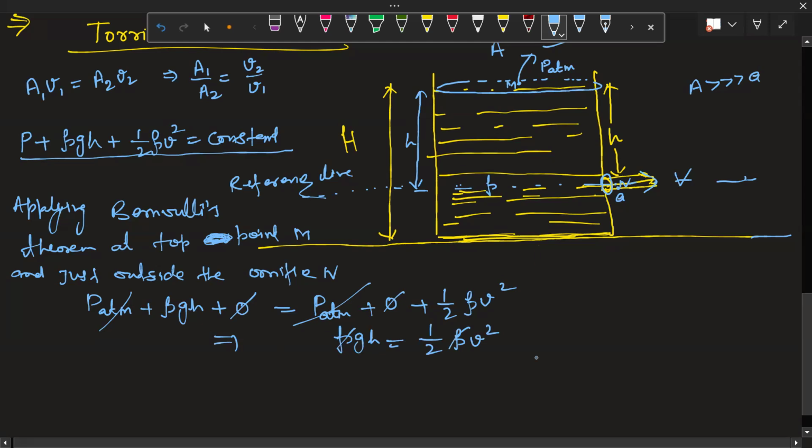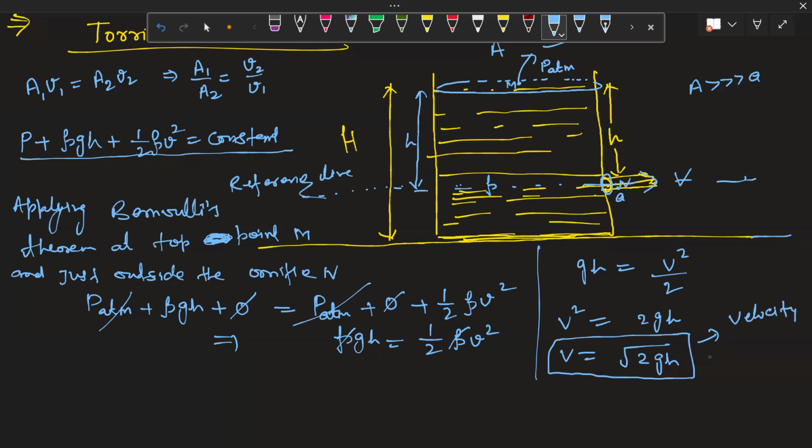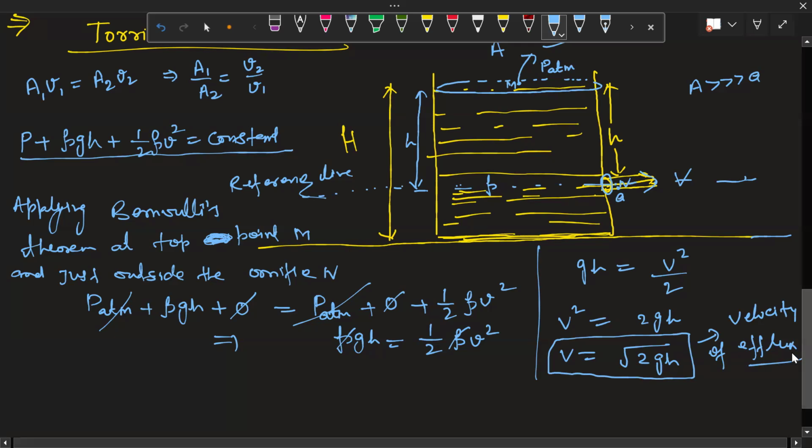Rho you can cancel. So we get here g h equals v square by 2. That is v square equals 2 g h. So v will be under root 2 g h. That means the liquid is coming out of the hole with this speed, and that's why this is called velocity of efflux.